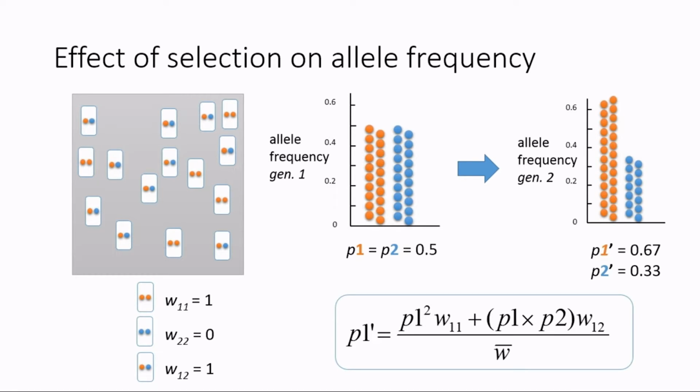We can calculate that algebraically. This equation says the frequency of the allele in the second generation is equal to the frequency at which its alleles are found in the first generation multiplied by the fitness of each of those genotypes divided by the population fitness. Just note there that the heterozygous case has only 1 copy of the allele A1, so it isn't 2 times P1 times P2, it's just P1 times P2.